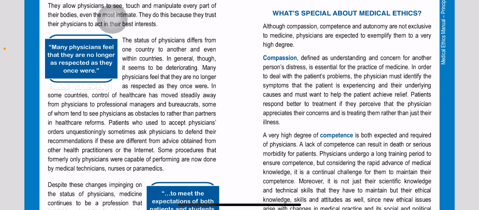So, what's special about medical ethics? Although compassion, competence, and autonomy are not exclusive to medicine, physicians are expected to exemplify them to a very high degree. Okay? So, if you are a physician, the diligence required of you is higher compared to other professions or other citizens, because your concern is to touch the lives of your patients.